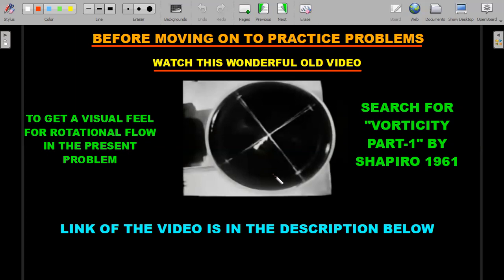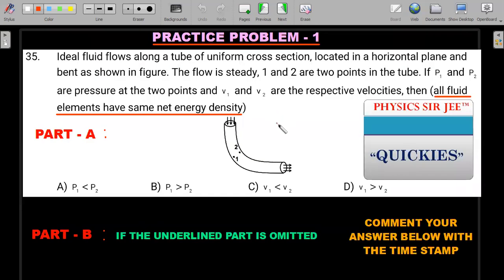You can watch the first 10 minutes. In order to get a feel, if you are an Olympiad aspirant and want to know vorticity, you can go ahead and watch the entire 20 minutes. The first 10 minutes is enough for the JEE aspirants. Now let's move on to the practice problems.